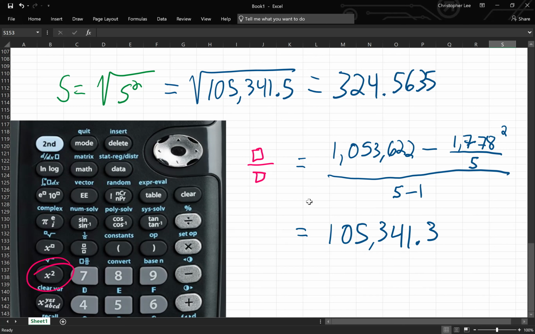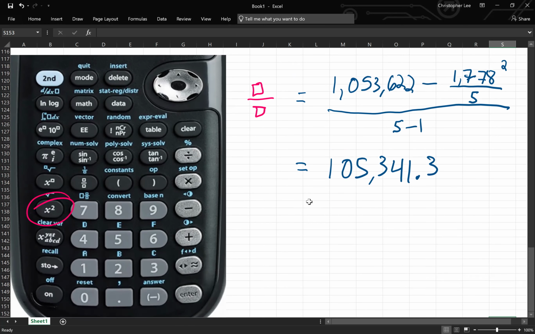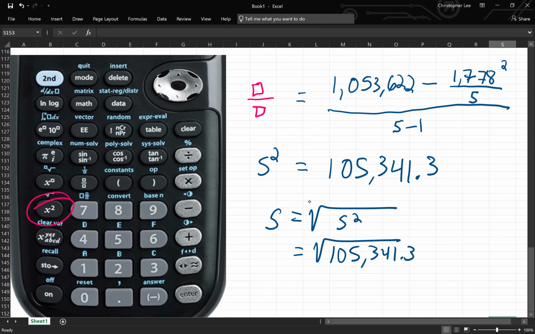All right. So now after that, we want to square root that, right? Because remember, this is our variance right here. This is s squared. But what I want in the question is the standard deviation. So we're going to square root the s squared, which in this case is going to square root the 105,341.3. And that's going to give me what? 324.563. Hold on, I heard 324.563. That's it? All right. And then the square root, you press second, and then there goes your square root right there. All right. Not bad, not bad.